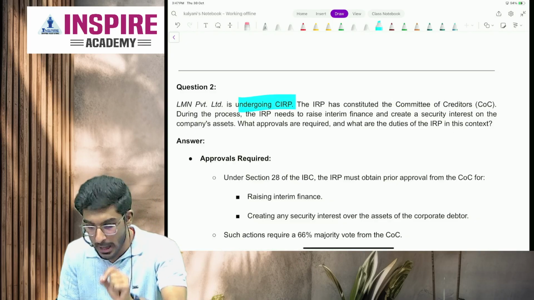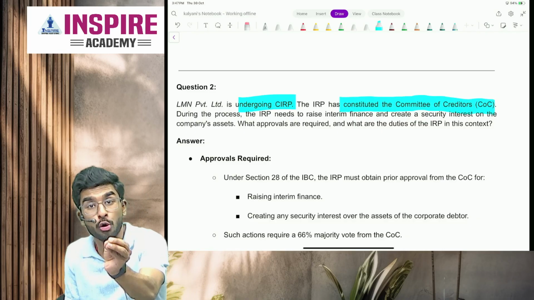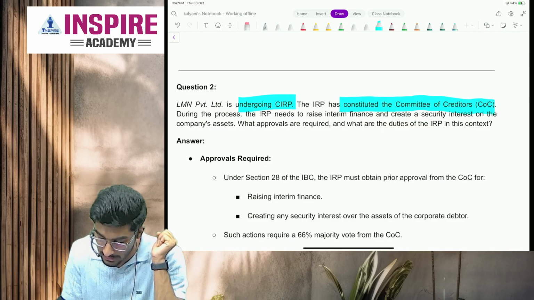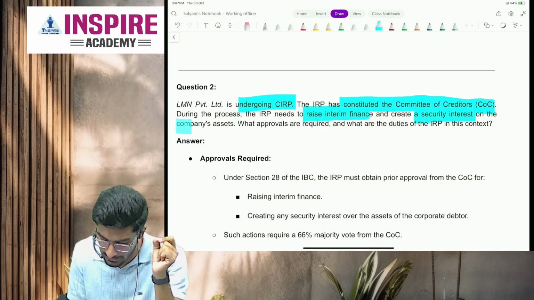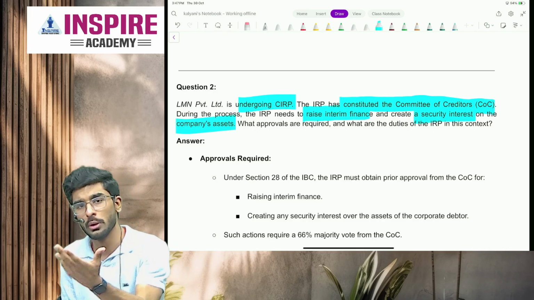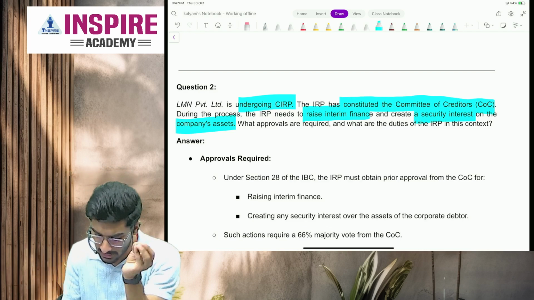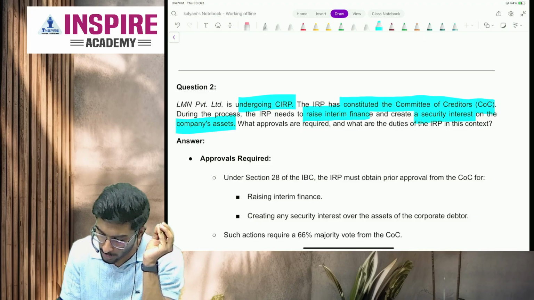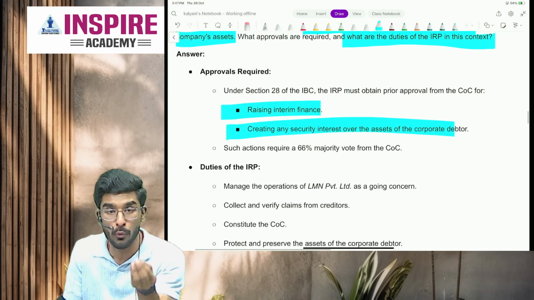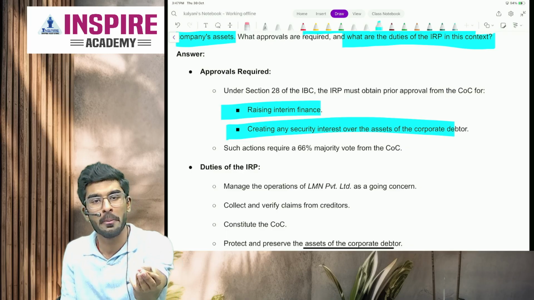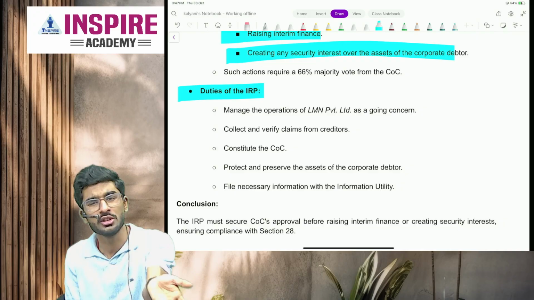Now next, LMN Private Limited is undergoing CIRP. The IRP has constituted the committee of creditors. During the process, the IRP requires interim finance and creates a security interest on the company's assets. Number one, to get funds, they are mortgaging company assets. Also, to get interim finance, they are raising it. What approvals are required and what are the duties of the IRP in this context? You have to mention when 66% approval is required by the COC. We have already done this, people. And the duties of the IRP you have to mention. Very easy.